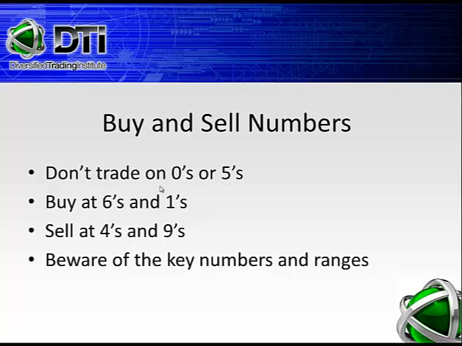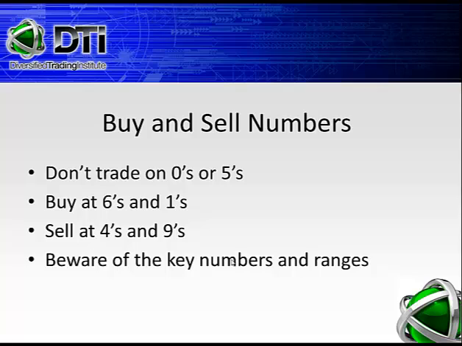Or if you're going to be getting short, get below the 0 or the 5. The number below 5 is 4, and the number below 0 is 9. So buy at 6s and 1s, sell at 4s and 9s. That basically is saying you buy it at 61, buy it at 66, buy it at 81, buy it at 86, and so forth. Sell at 39 or 34 or 19 or 14, but buy at 6s and 1s and sell at 4s and 9s. You'll notice that those 5s and 0s will just get stuck on each other. But beware of those key numbers.